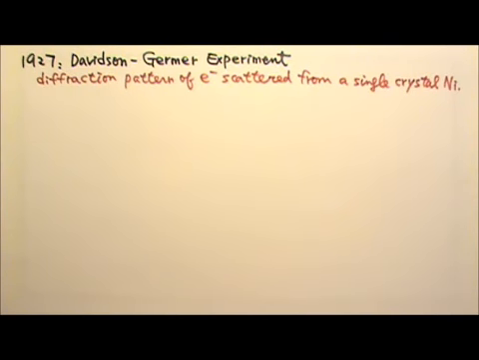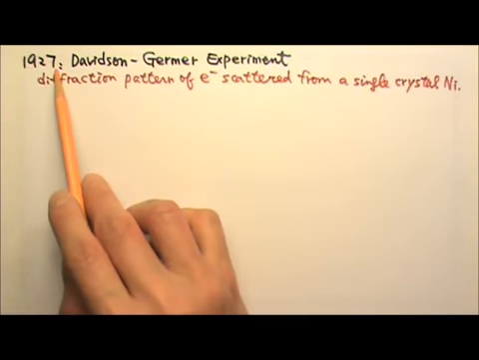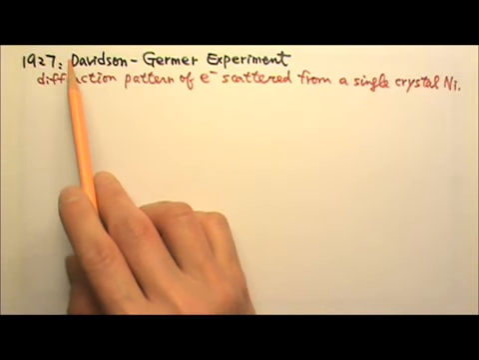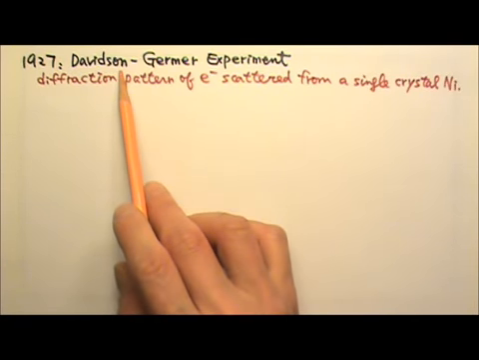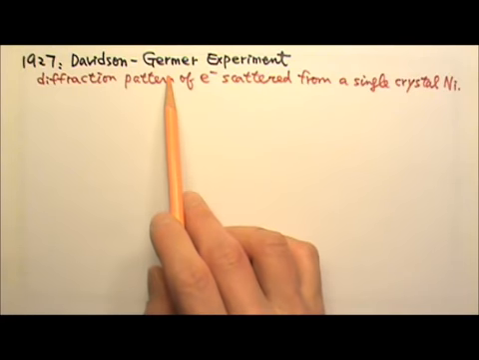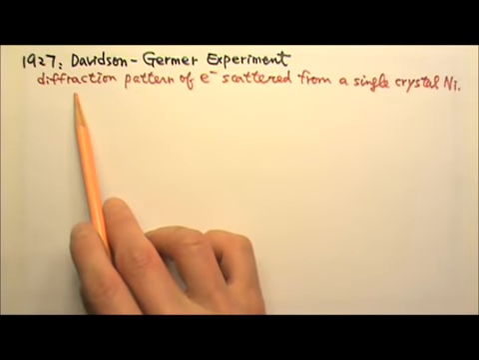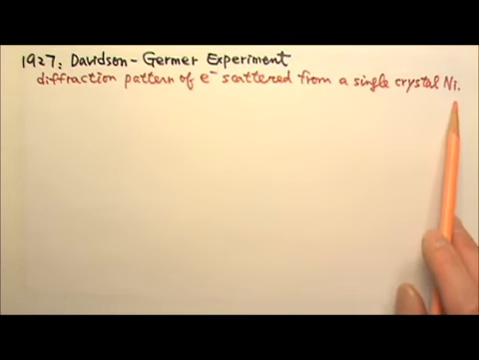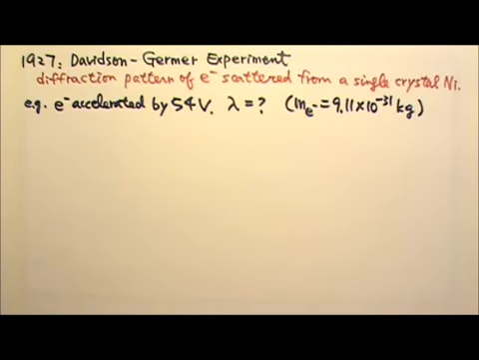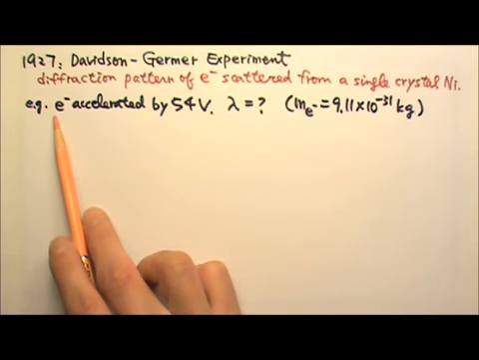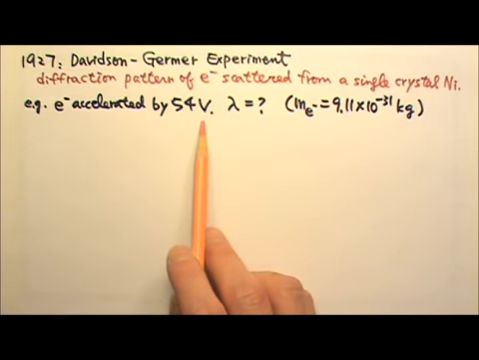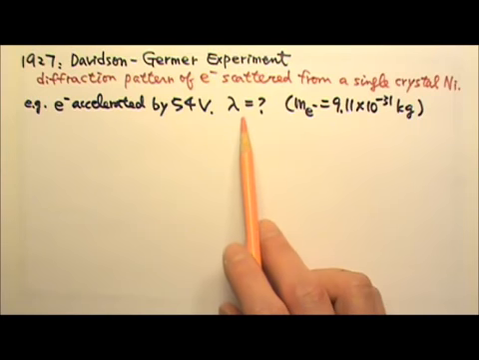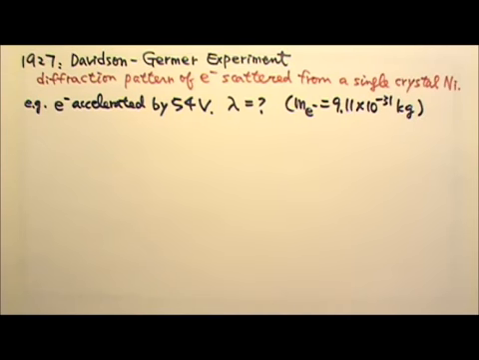In order to confirm de Broglie's hypothesis, we must show that particles can exhibit wave behavior. In 1927, the first confirmation came when American physicists Clinton Davisson and Lester Germer successfully produced the diffraction pattern of electrons scattered from a single crystal of nickel. For one set of data, they used a beam of electrons accelerated with 54 volts. See if you can find the wavelengths of those electrons.